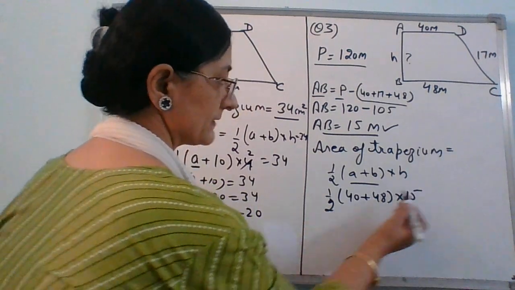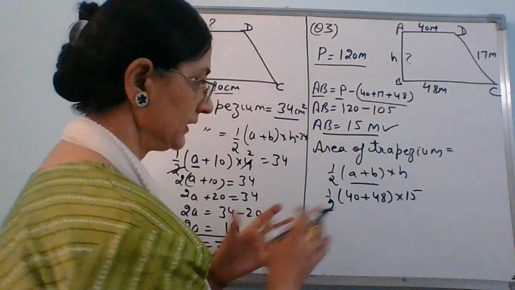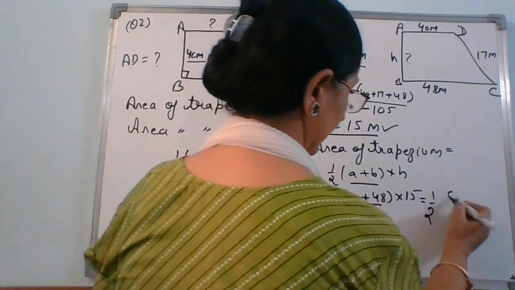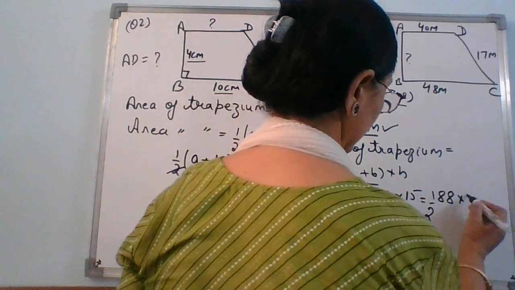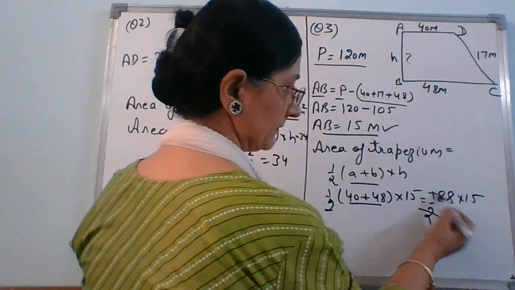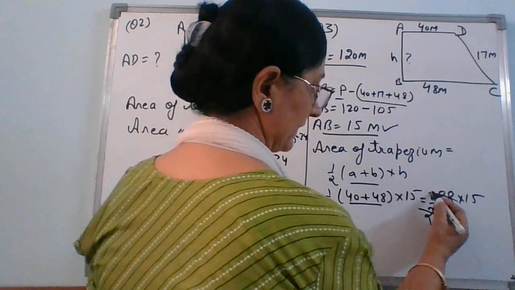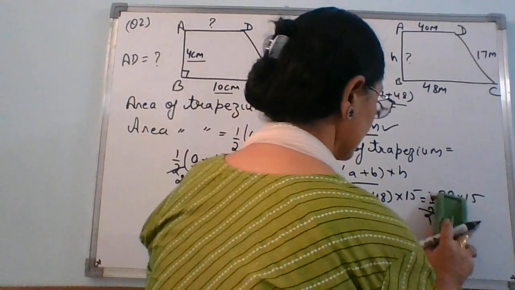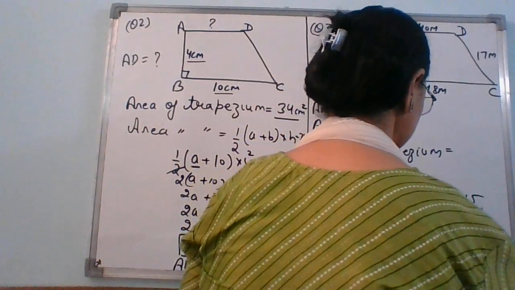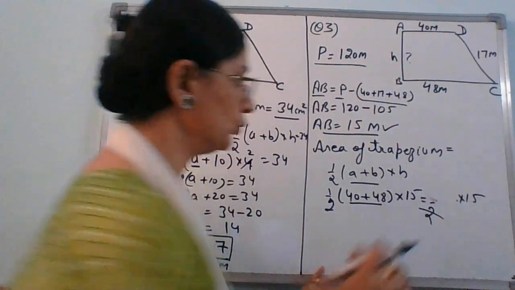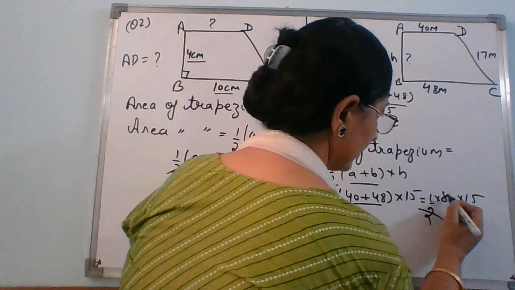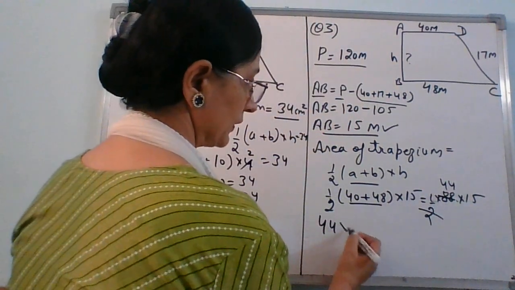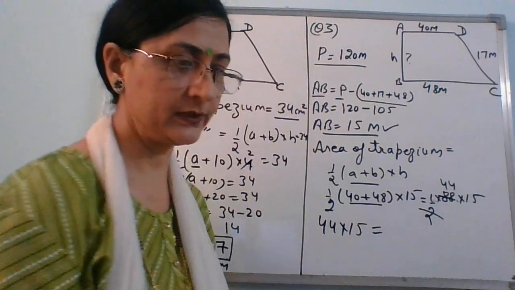Right? So we can't cancel this 15 just by 2. So we need to just add them up. Right? So half, this here is 88, into 15. Now we can cancel this 2 with this 88. So let me rub this. It becomes 1 by 2 multiply 88, right? So 2 cancel करेंगे तो 44 आएगा, right? So 44 into 15, then you can find out the answer.